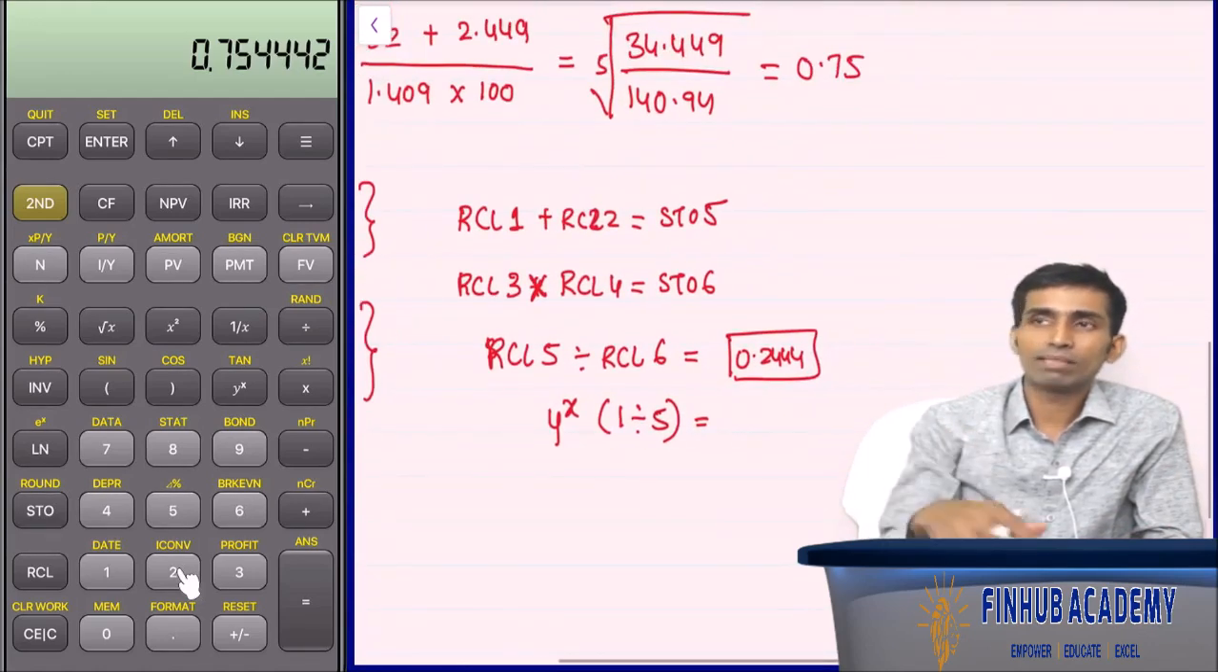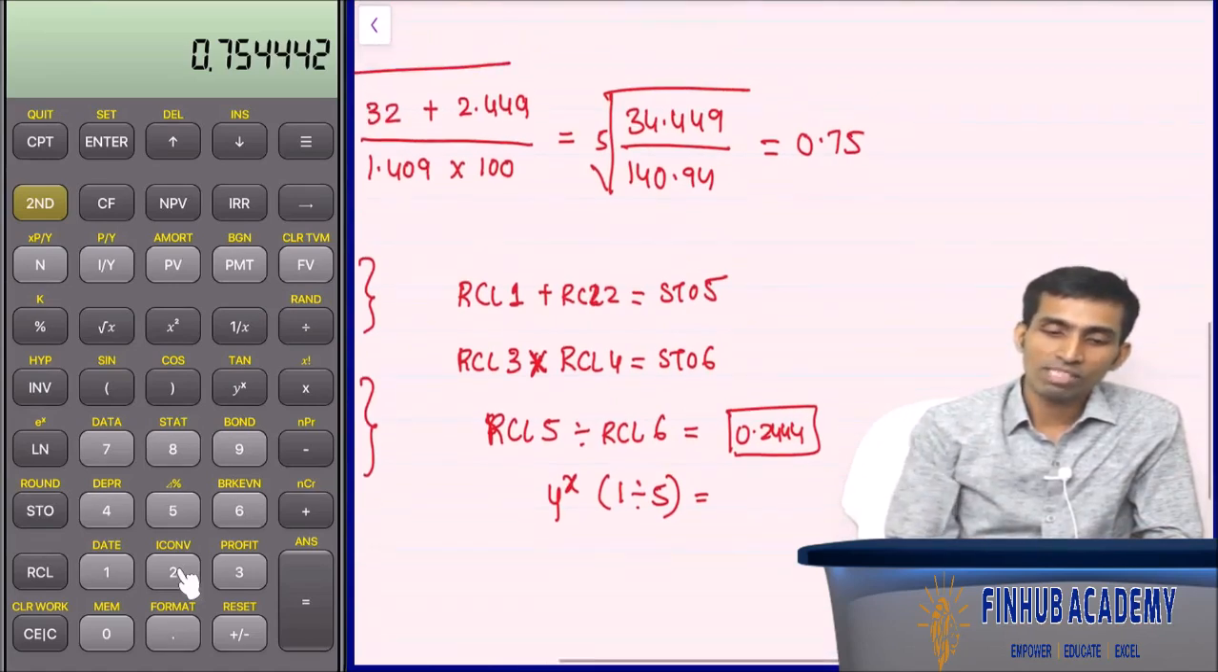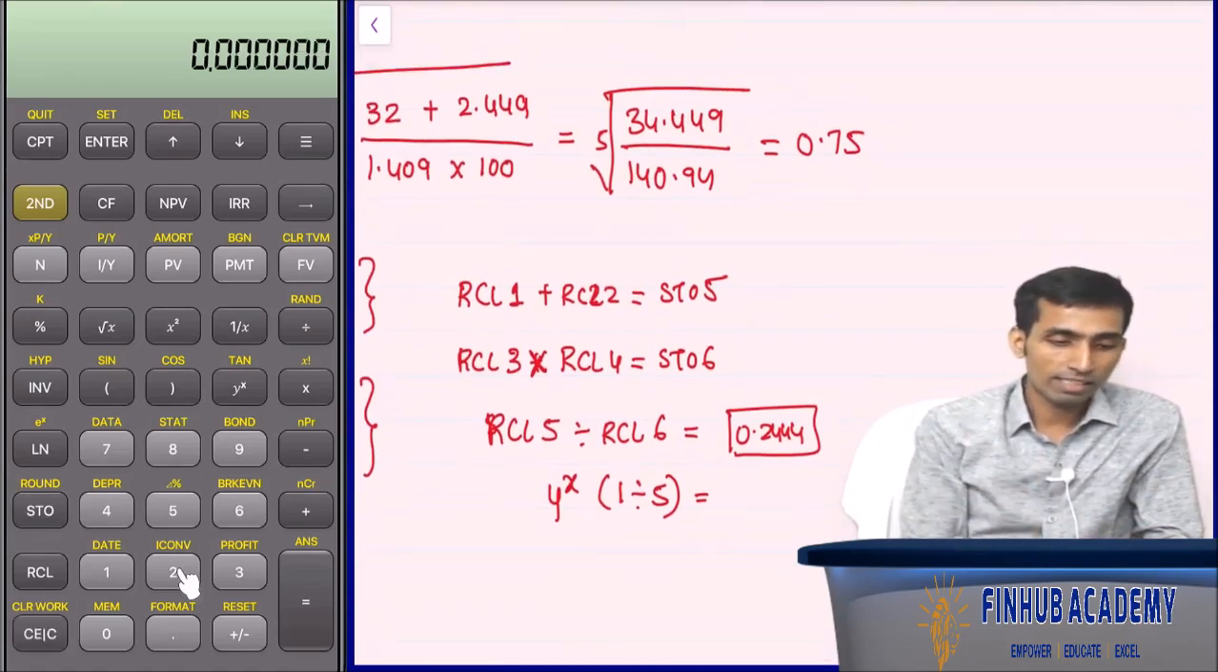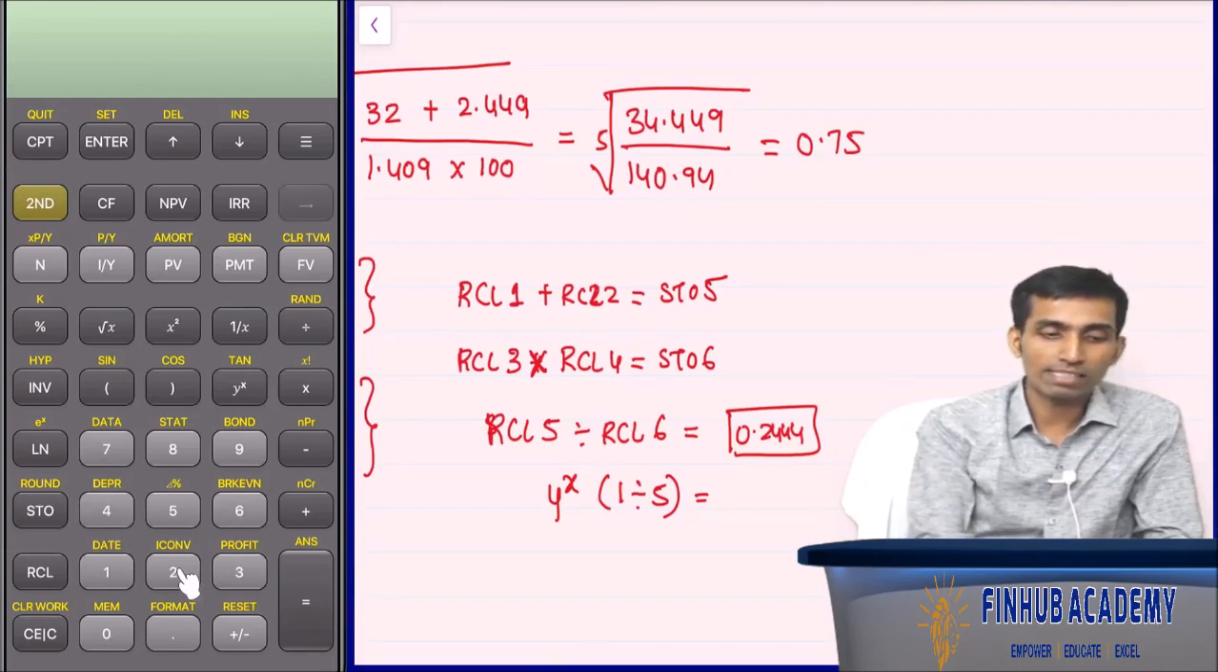This was behind me, so I'm just showing you what I have written. So let us check: 34.449, there may be a decimal difference but it's okay, divided by 140. See, this is the button to cancel this one, above FV.